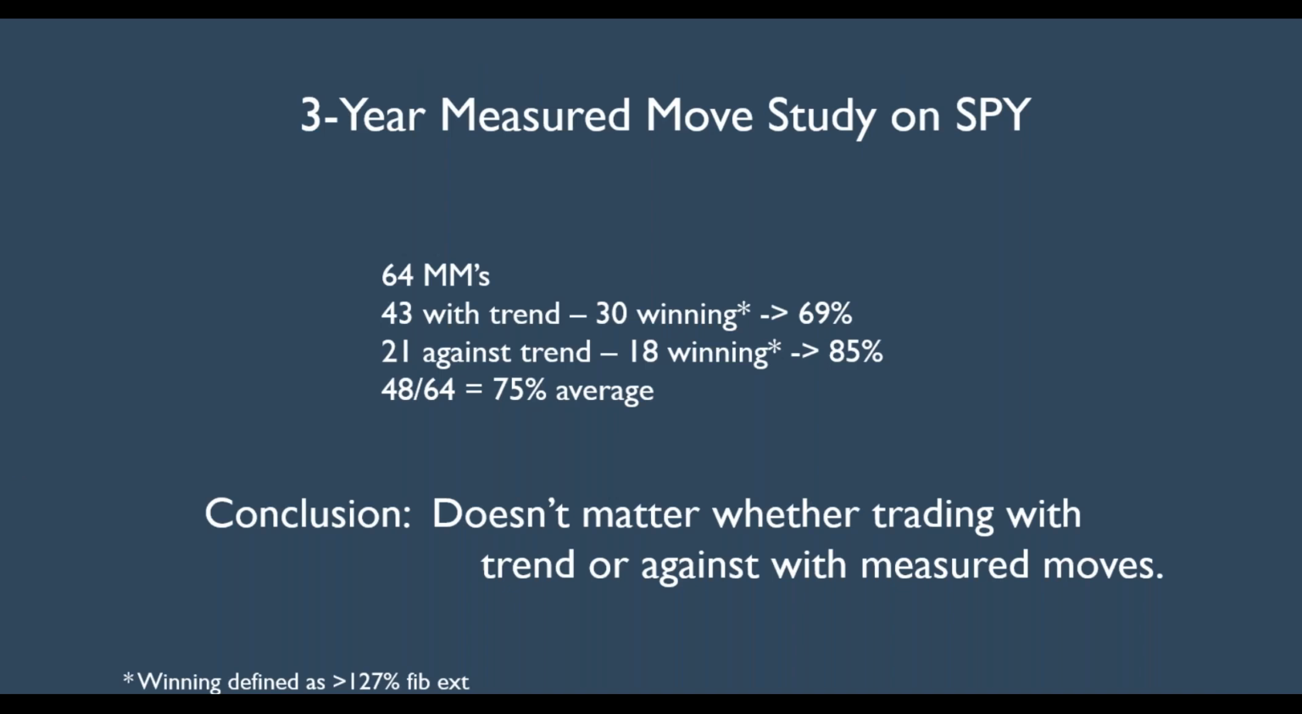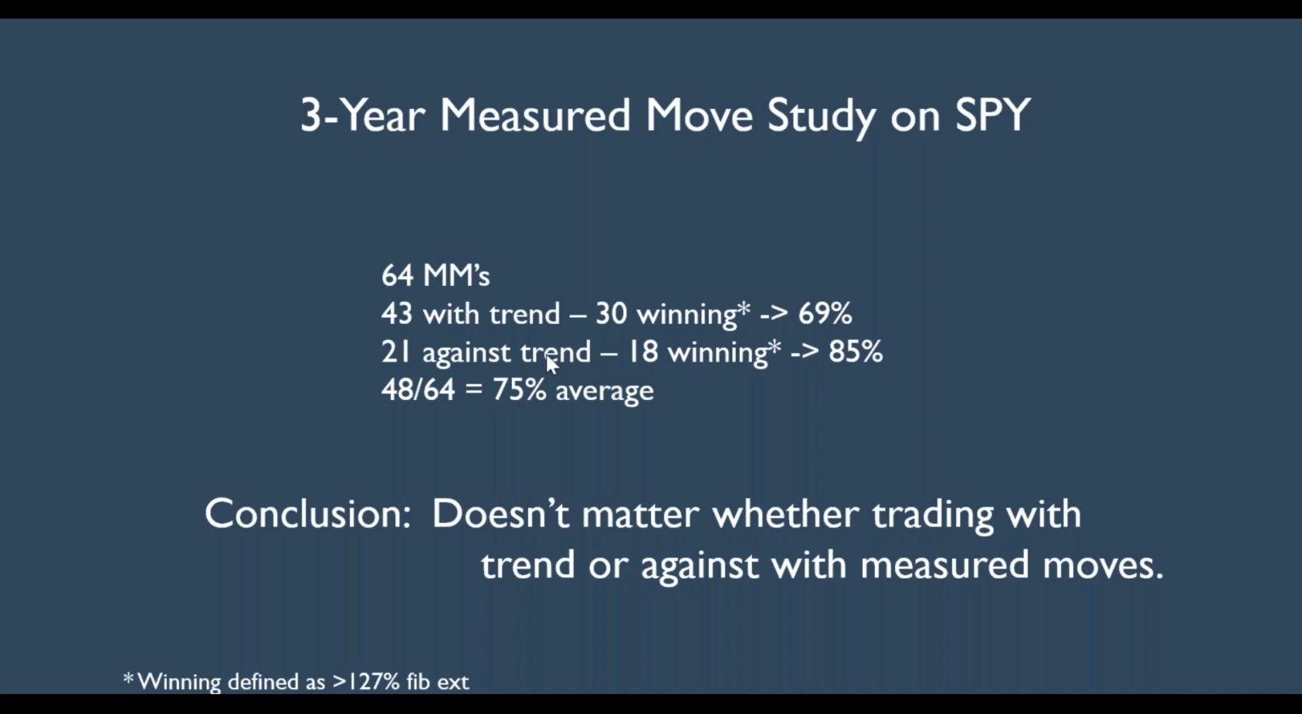I just recently did a study on measured moves over the 3 years, and I saw on the SPY, I saw 64 measured moves. 43 of those were with the trend, and out of the 43, 30 were winning. And I defined winning as we had a measured move and it hit the 127 on the Fibonacci's. 21 were against the trend, 18 were winners.